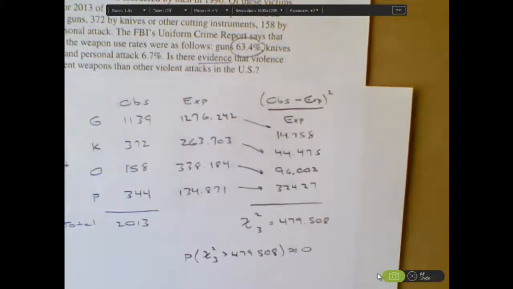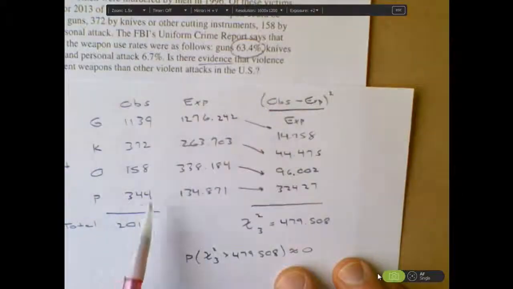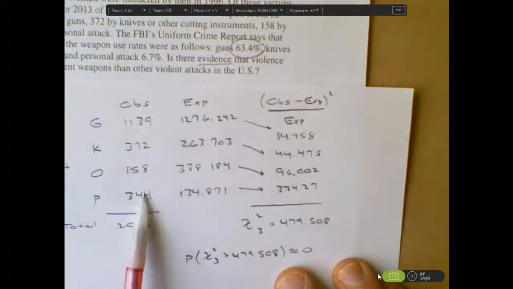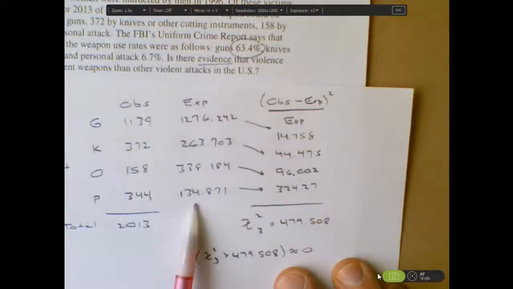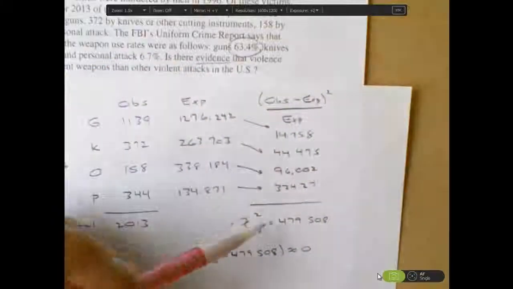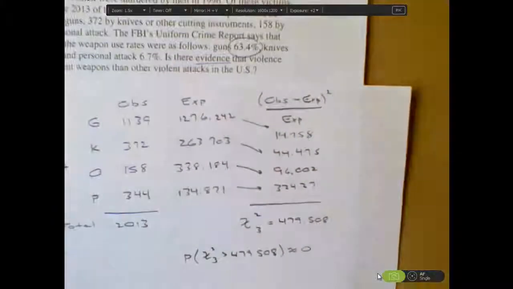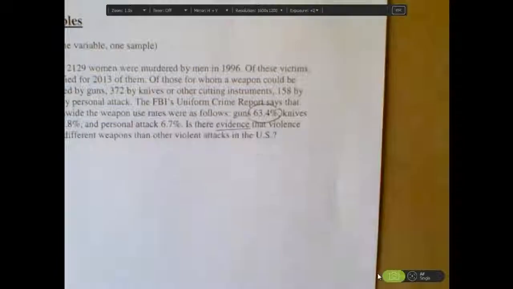Anytime you reject the null with a chi-squared test, regardless of what test it is, you need to talk about the biggest difference between the observed and the expected. In this case, way more women were killed by personal attacks. We observed 344, but only expected 135. That's the biggest contributor to your test statistic, as you can see here. Okay, let's move to the next chi-squared test.